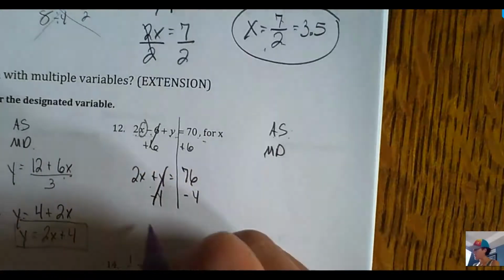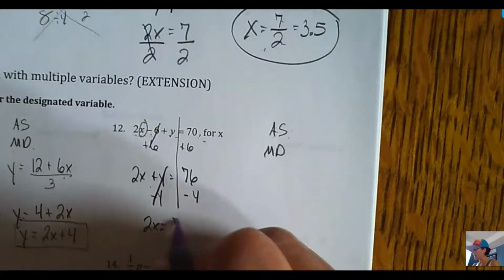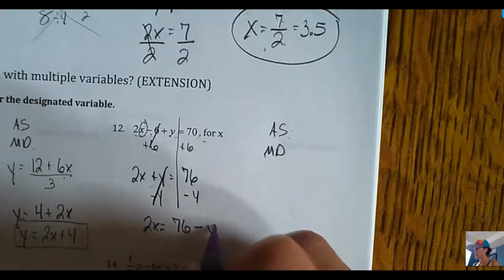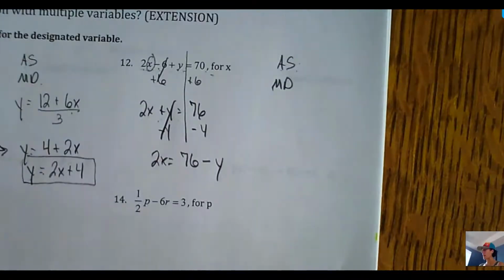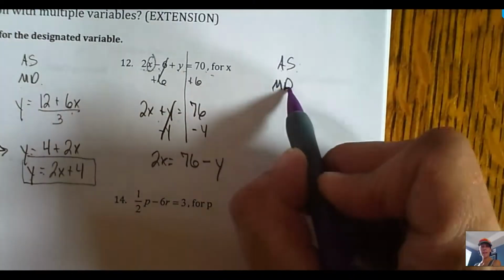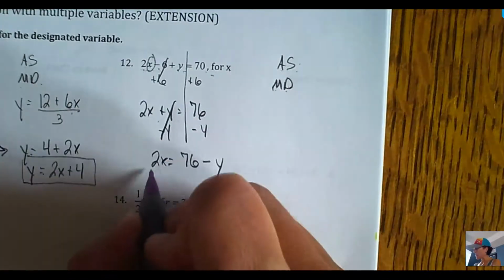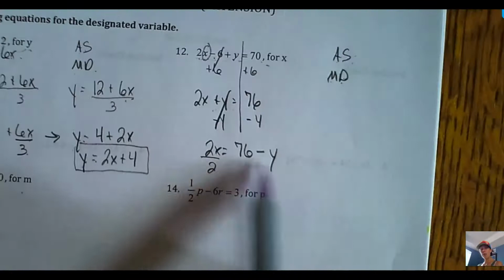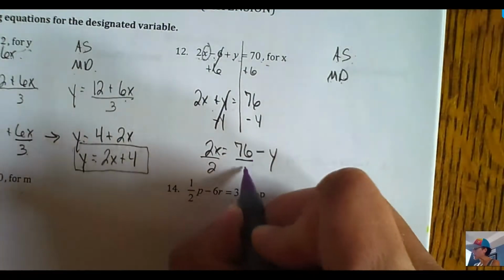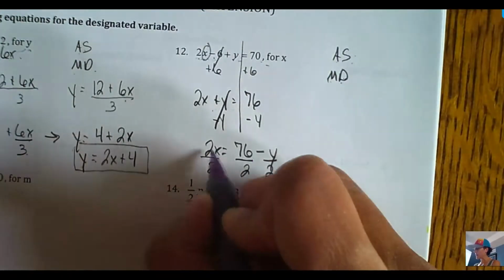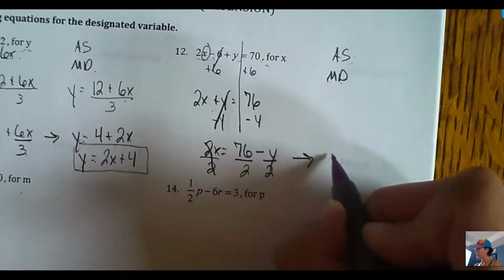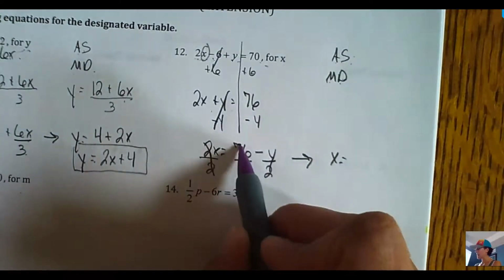Cancels out, so now I have 2x equals 76 minus y, subtracting y. Again, those are not like terms, so I can't make it 75y. And now my last step is to move the 2, which is multiplied to the x, so we'll divide it. So I'm going to divide by 2, and I'm going to do what I did over here. Instead of dividing the whole thing by 2, I'm going to divide each term by 2. Those cancel out. And now I'm going to have x equals 76 divided by 2.